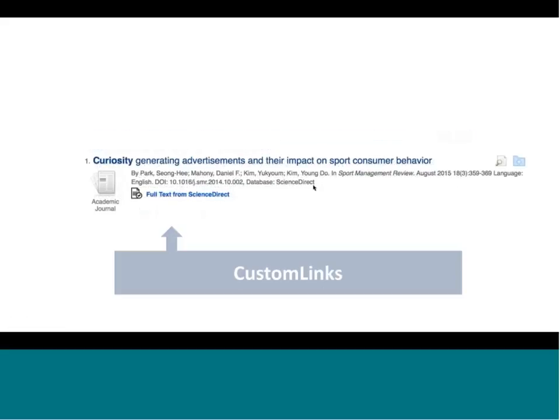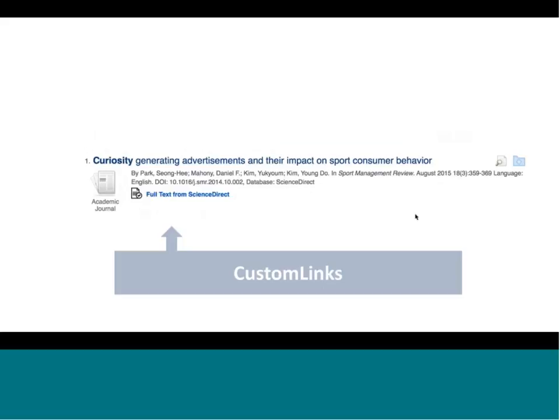All right. The third kind of link that you might see underneath any given result are what are called custom links, and this is where the real complexity of this system comes in. Custom links are highly configurable links. It's probably best to use an example.